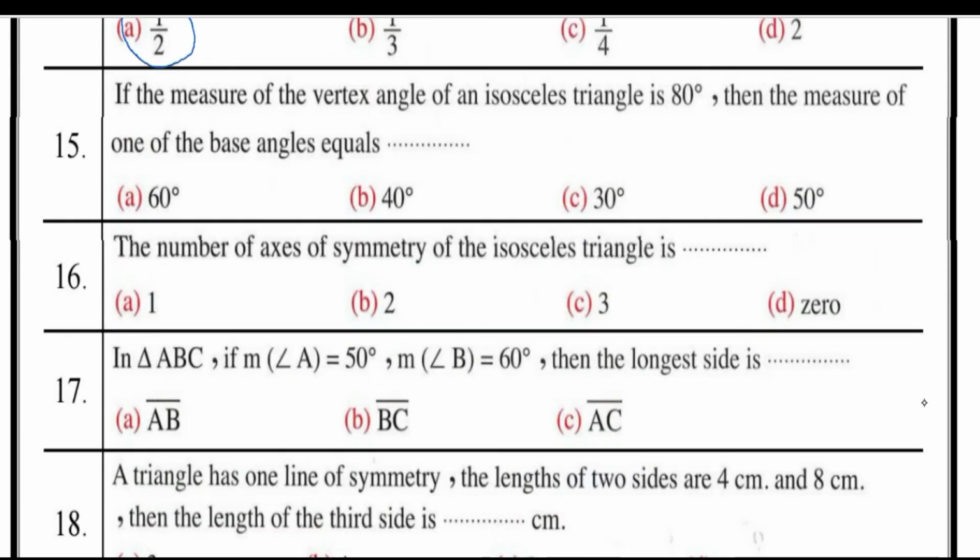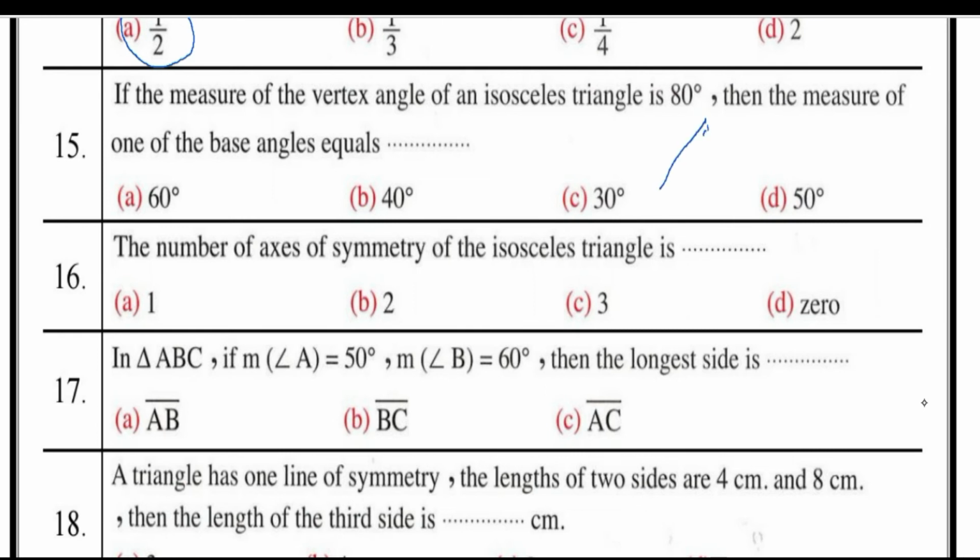If the measure of the vertex angle of the isosceles triangle is 80, then the measure of each base angle of the isosceles triangle: the vertex is 80, so the remaining is 100, divided by 2, this is 50 and this is 50, so each base angle is 50 degrees. The number of axes of symmetry of the isosceles is 1. The isosceles has only 1.